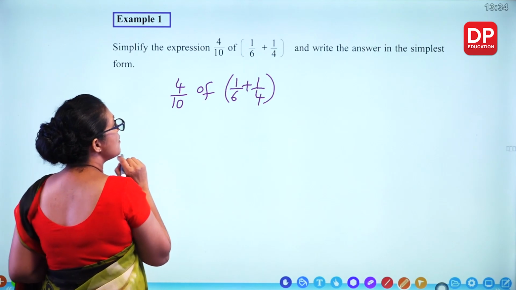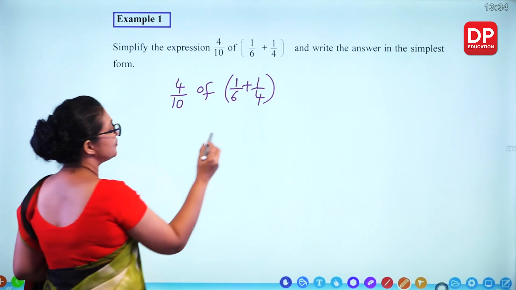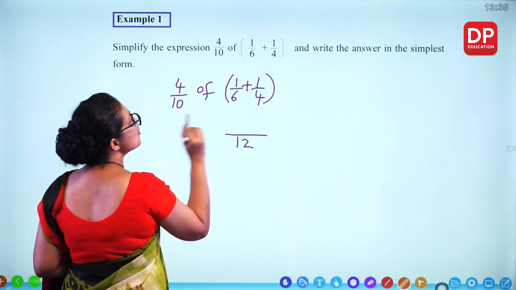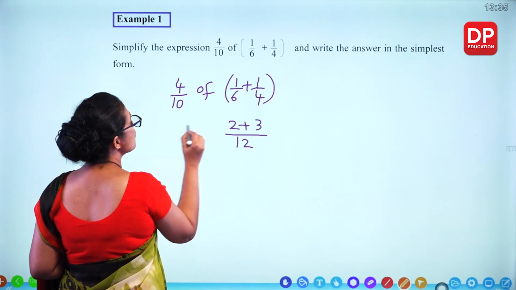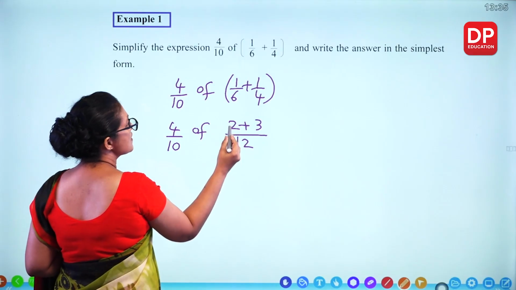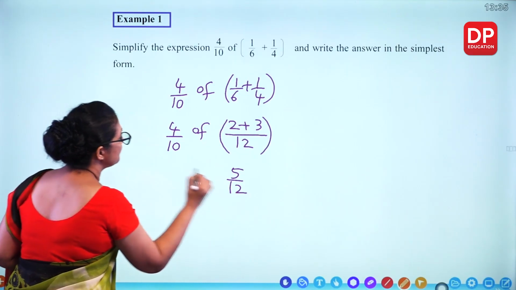So what's the lowest common multiple of 6 and 4? 12. 2 here and then 3 there. So 4 over 10 of this. So 5 over 12.